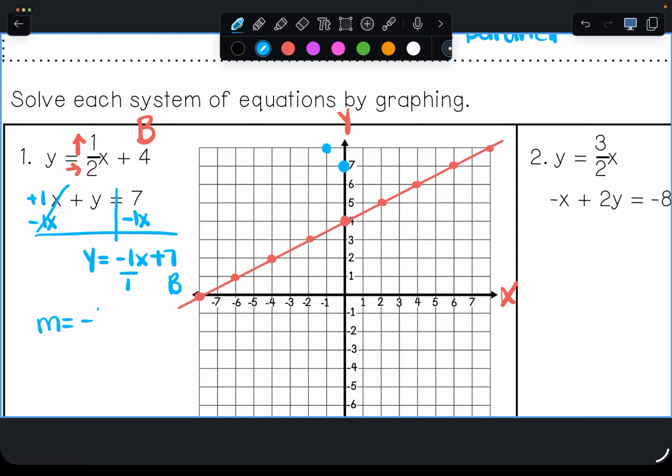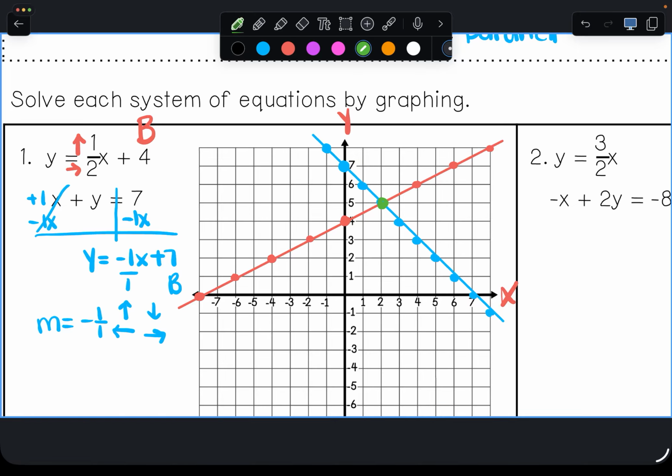Same slope. So that means it says write a possible second equation. If they need the same slope, I need to know what the slope of this line is. I'm going to use the y-intercept and give me one other point that I can use. 4, 2. Okay, so my rise is 1, my run is, oh wait, -4.